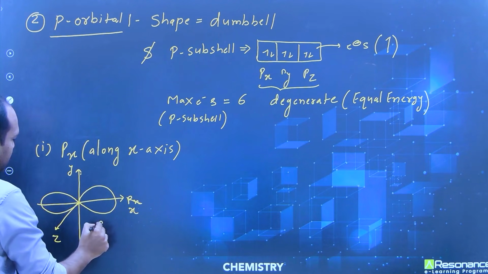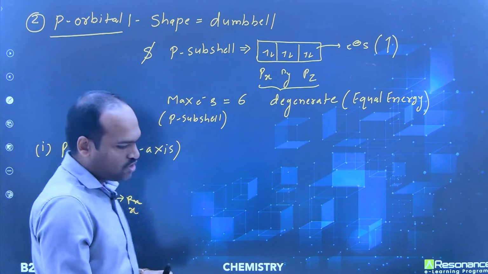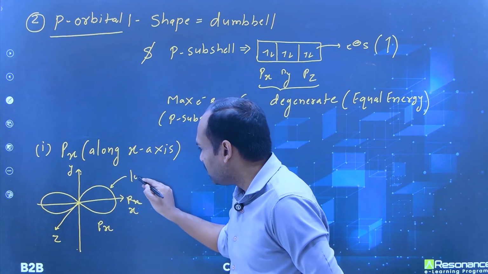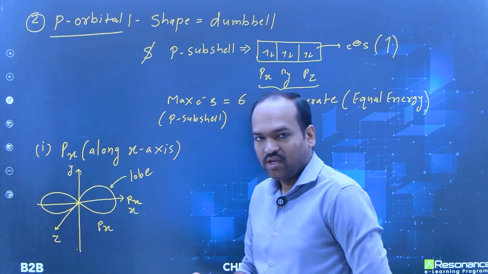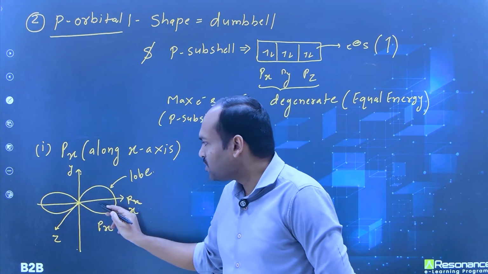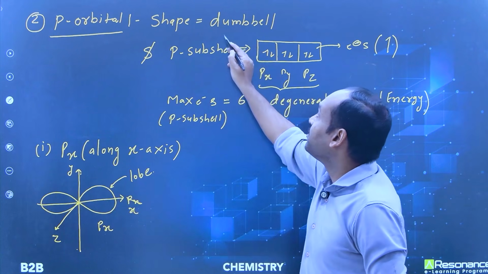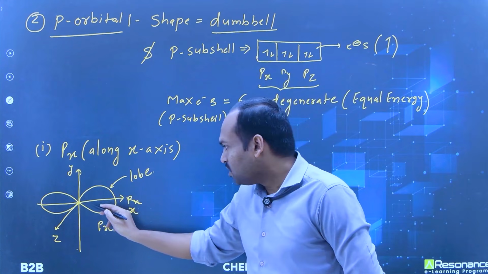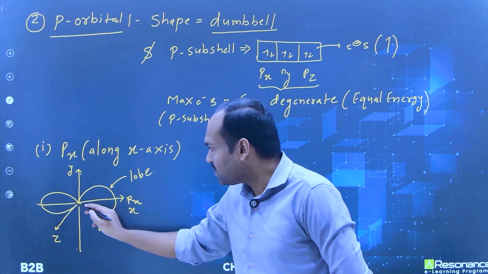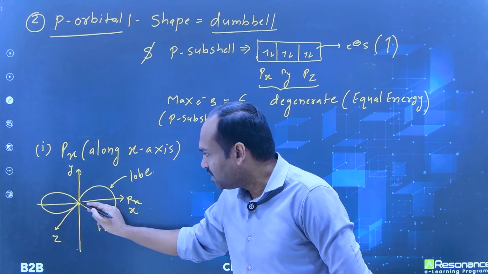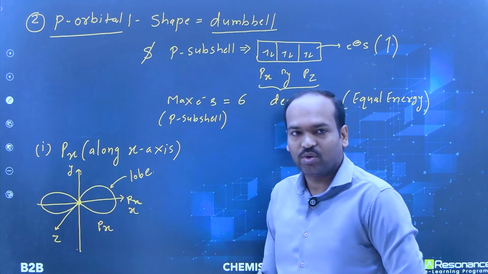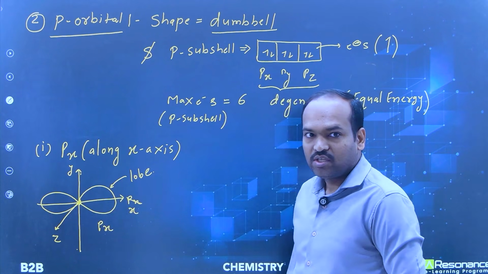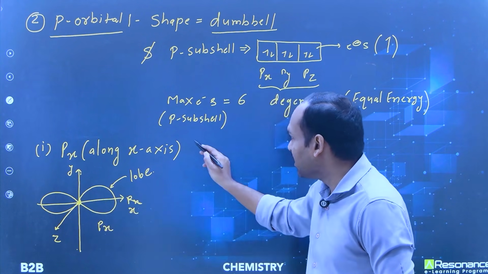This one represents px. These two lobes. This one particular part is known as a lobe, and two lobes will create a dumbbell shape. So two lobes are present. Here, the probability of finding electron density is 0. This particular area is known as a node.